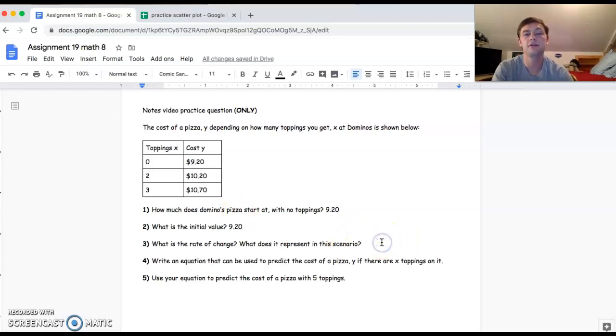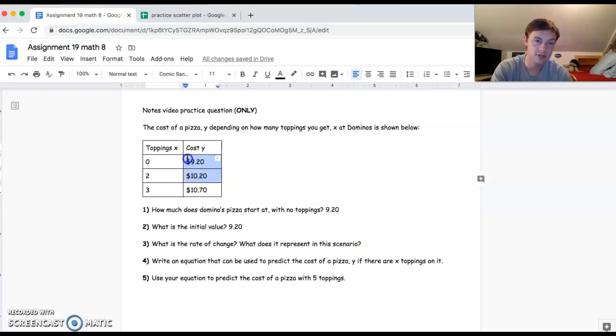What is the rate of change? What does it represent in this scenario? The rate of change is like the unit rate. So how do we find the rate of change from a table? You guys have probably heard that question asked to you hundreds of times this year. Now it has been a little bit, so I'm going to remind you.